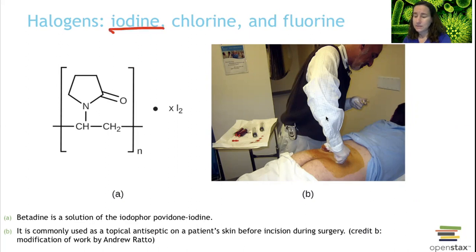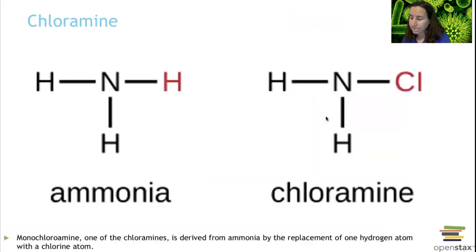Iodine, if anybody is going to have a surgery, sometimes you will get wiped down with the betadine, the brown iodine, and it's going to disinfect that area. Chlorine bleach is going to be used as a disinfectant. The gas is not good for you. Chlorine gas, they will use chlorine to disinfect our water. Our public water is disinfected with chlorine.